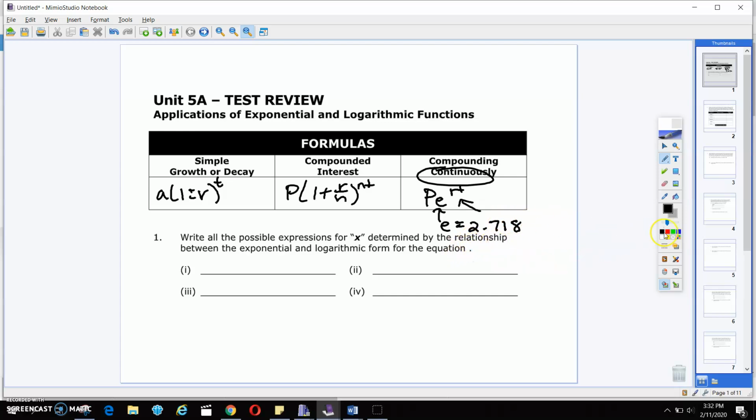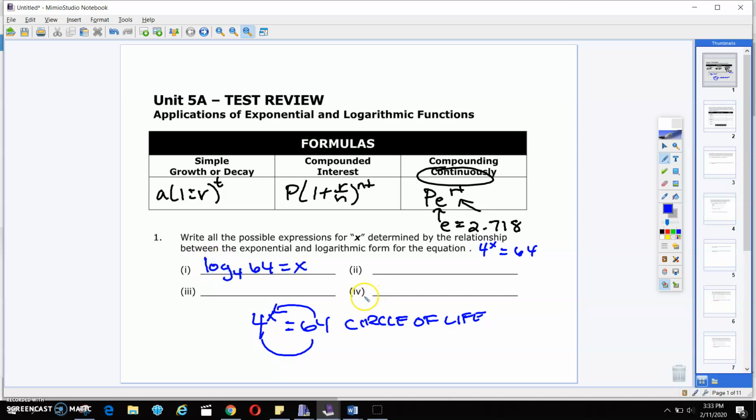All right. On this next one, it says write all the possible expressions for x determined by the relationship between the exponential and logarithmic form of the equation. So on your paper, you have 4 to the x equals 64. So the different ways to write this out is, first, if we were trying to go into log form, we would go from 4 over to 64 up to x. This is the circle of life. Okay? So we're going to say log base 4 of 64 equals x.